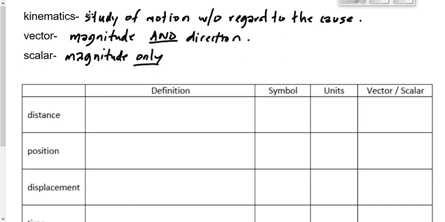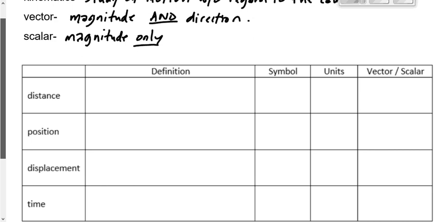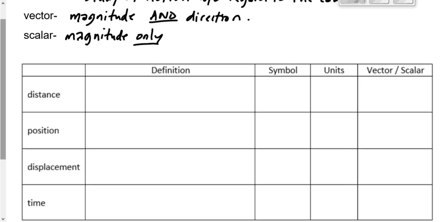Now, let's define a couple more terms here. Distance. Who can define distance for me? It doesn't matter if you've ever defined this in physics class before. You know what distance means, right? Yeah, how far something's moved. That works for me. How far something moves, or has moved, whatever.